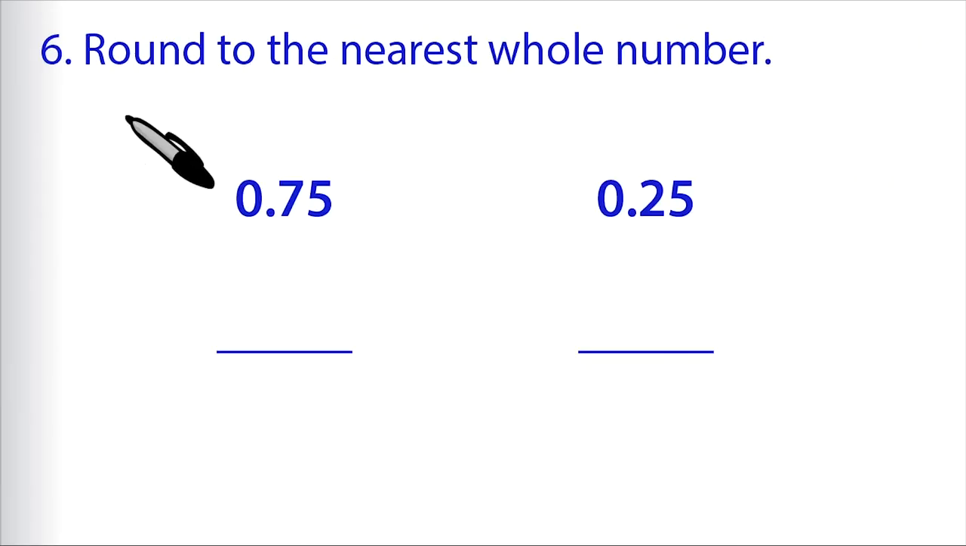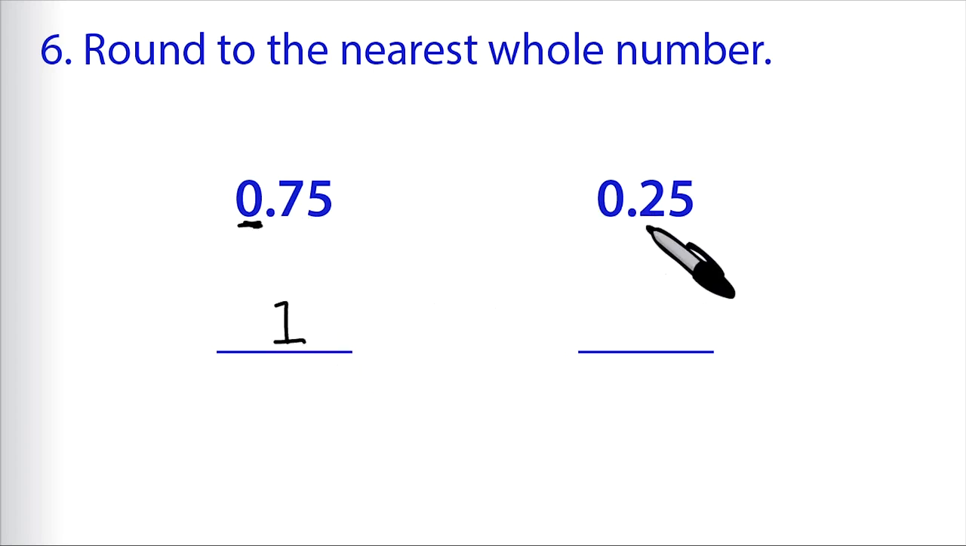For problem 6, we need to round to the nearest whole number. And our first number is 0.75. And this is the ones place digit. Remember, the nearest whole number means round to the ones place. And we need to look to the digit to its right, which is a 7. So that means we round up. So this 0 goes to a 1. And that's our rounded number.